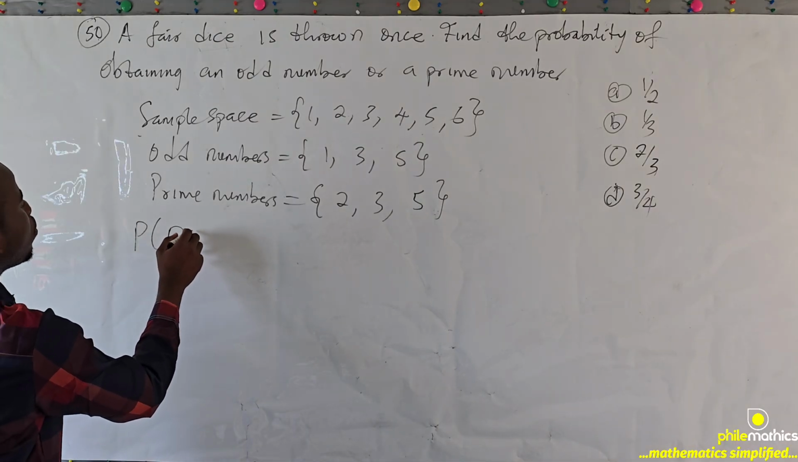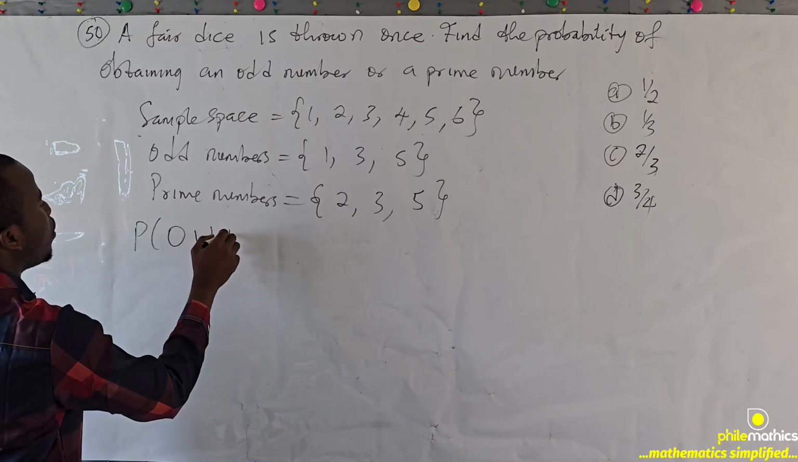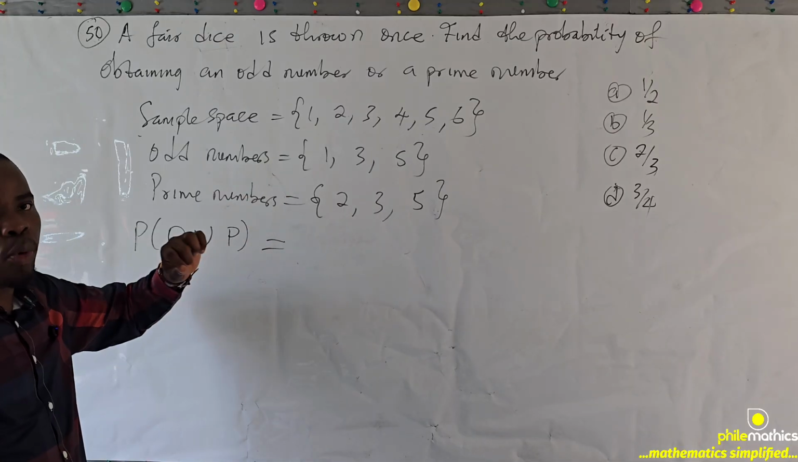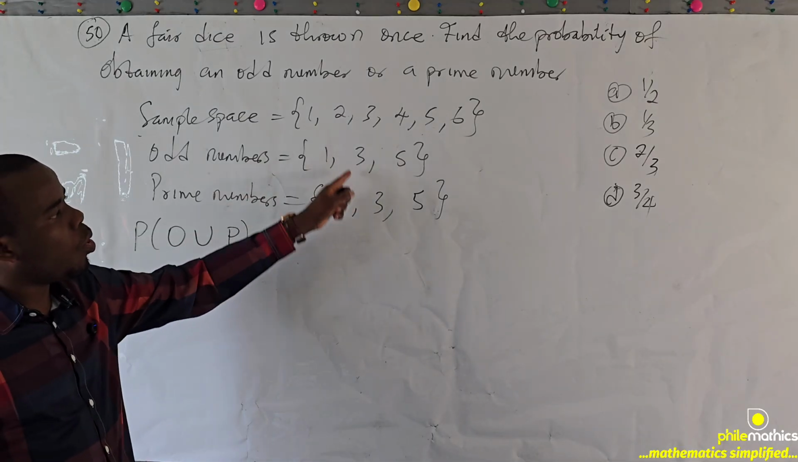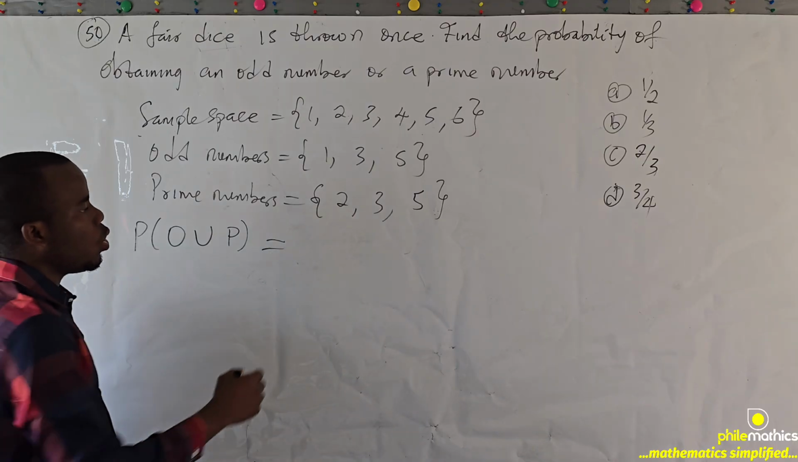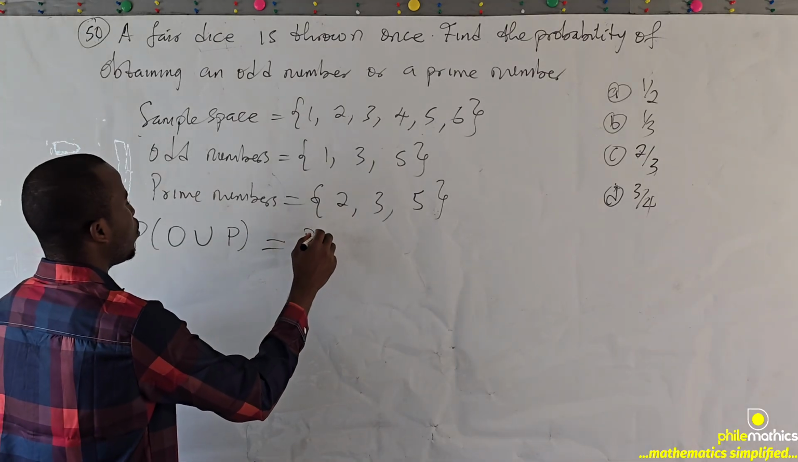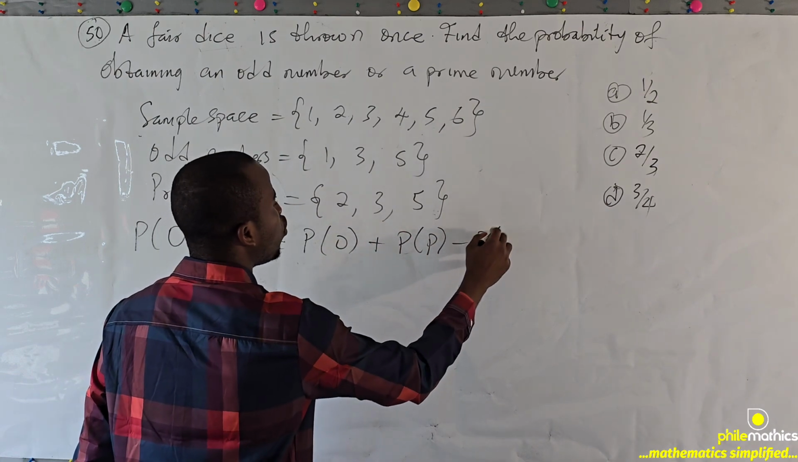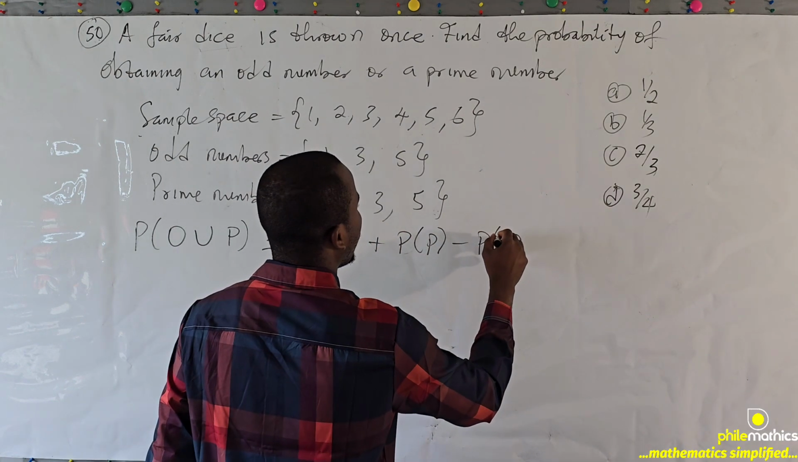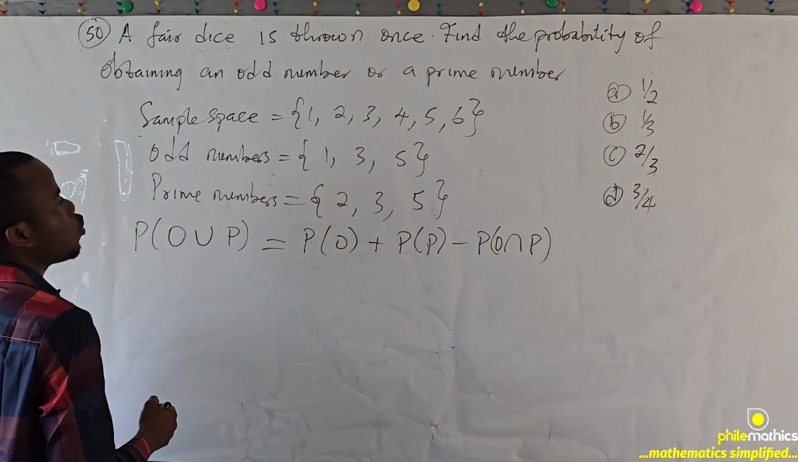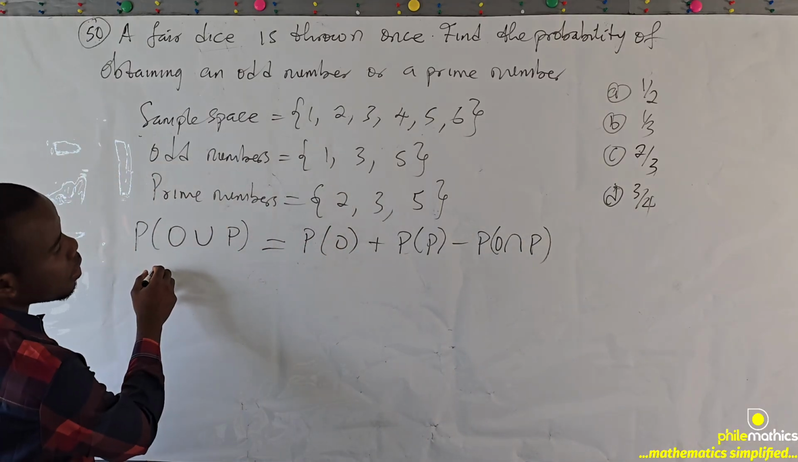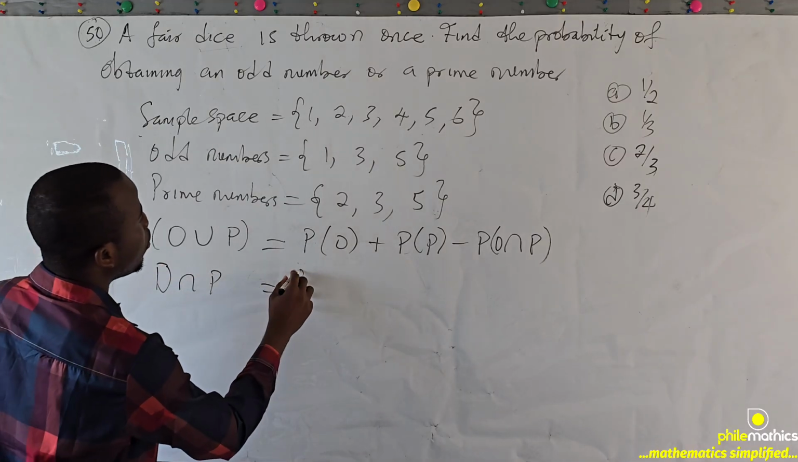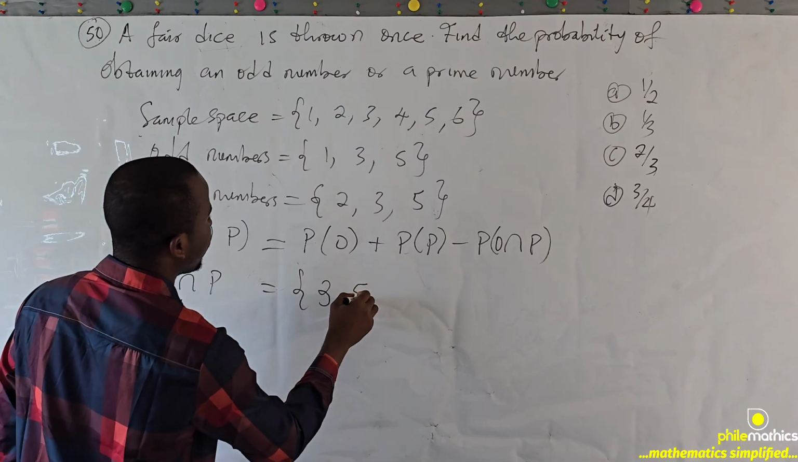an odd number or a prime number. You have to be careful here. You know that "or" is plus, but since there is a common element in both of them, you have to use the rule: probability of odd plus probability of prime minus probability of their intersection, odd intersection prime. And so, what is their intersection? Odd intersection prime is simply 3 and 5.